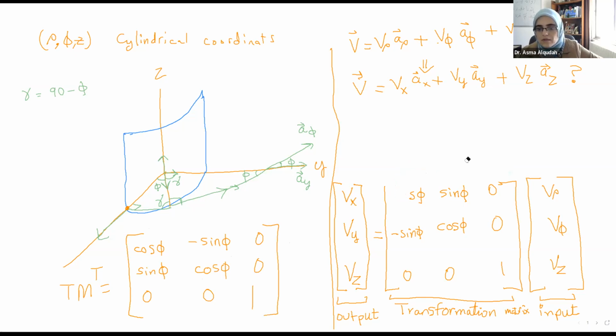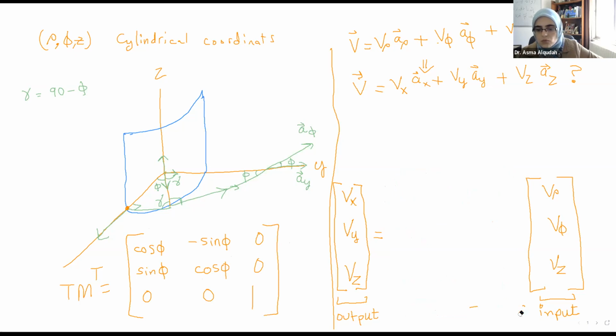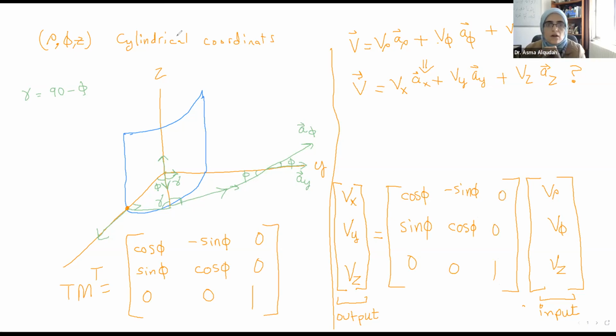Okay, so this is the matrix we need to use for this transformation. So we remove this and we put the transpose matrix we just found. So this is the matrix we need to use. Cosine phi, sine phi, and then 0. And we have minus sine phi, cosine phi, and then 0, and then we have 0, 0, 1.